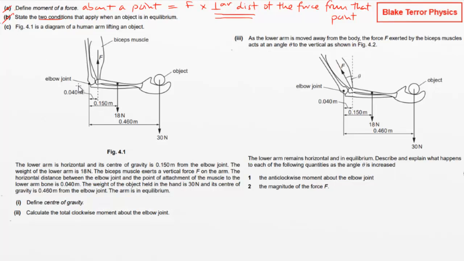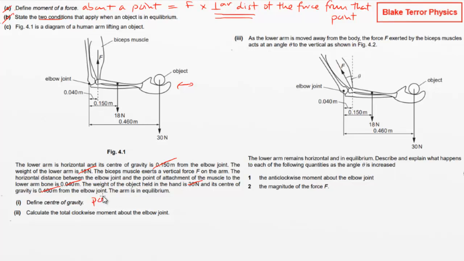Right, figure 4.1, we've got a human arm lifting an object. Lower arm is horizontal. Center of gravity is marked on that one, that 15 centimeters. Weight of the lower arm 18 newtons. That's on there. That's on there. So all the numbers are on there. Everything's on the picture. Define center of gravity.